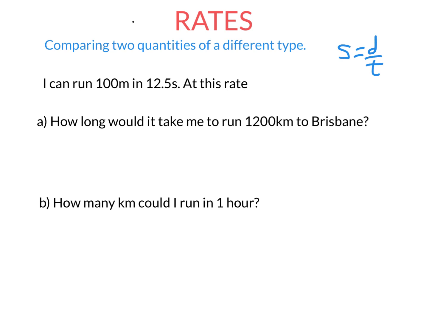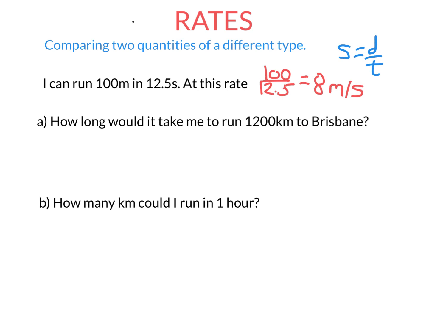So 100 divided by 12.5 is 8. So we divide a distance by time, meters by second. We write it like this, meters divided by second, or meters per second. 100 meters in 12.5 seconds is 8 meters per second. What that means is on average, I'm going 8 meters every second. So we've written this as a rate, and that will make it so much easier to solve these questions.